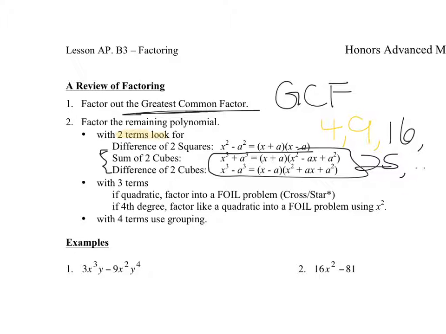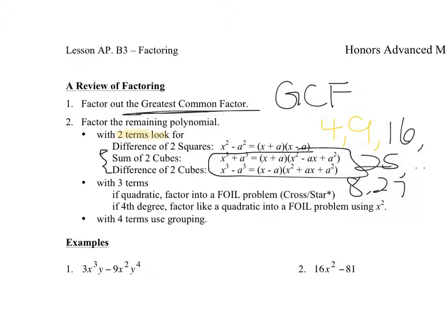Do you know any perfect cubes? What's your favorite perfect cube? 27. Yes, that's mine too. All right, so perfect cubes, 27. 8 is a perfect cube, right? 2 times 2 times 2. 3 times 3 times 3. 4 times 4 times 4. So those are your perfect cubes, okay?